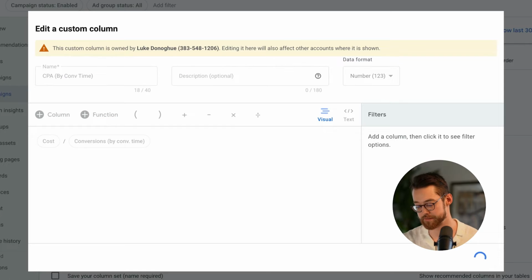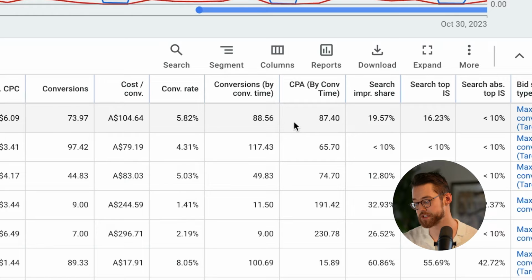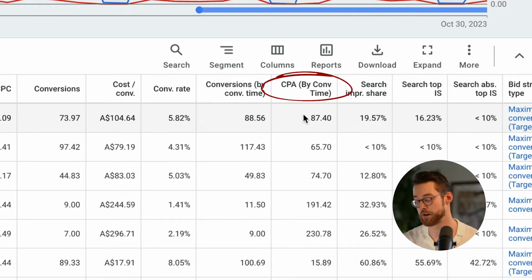And if I hit save now and I go out of this and I hit apply, I can now see that CPA by conversion time column, which is going to report for me up-to-date cost per conversion based on the real-time data in the account, not based on when the original click necessarily happened. So that's going to be reporting more conversions over a recent time frame.